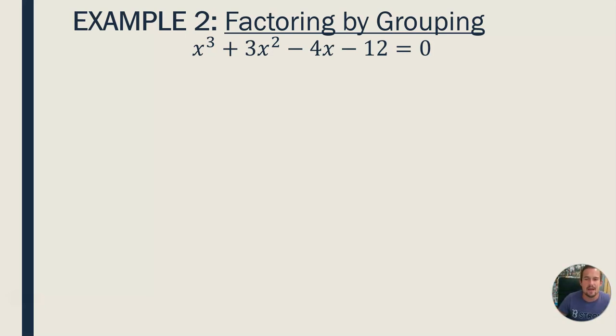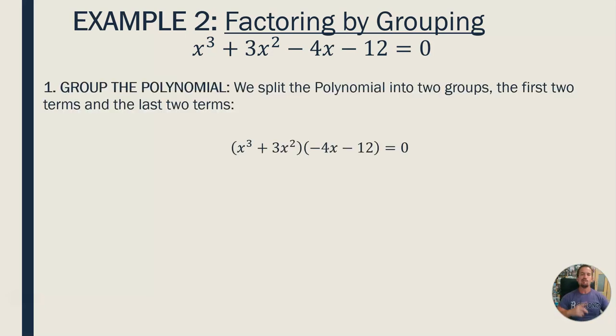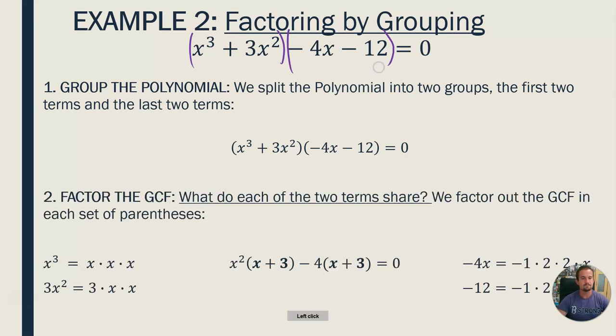So let's walk through the steps that I would use to solve this problem by factoring by grouping, okay? The reason this is called factoring by grouping is because one of the big steps is we're going to split this polynomial into groups, okay? You'll notice that since there are 4 terms, I could kind of visually split this polynomial into 2 groups. The first 2 terms being the first group, the second 2 terms being the second group, okay? So x cubed plus 3x squared becomes a group, and negative 4x minus 12 becomes a group, okay?